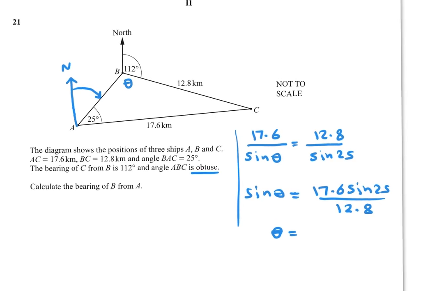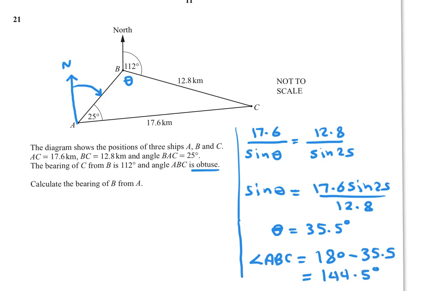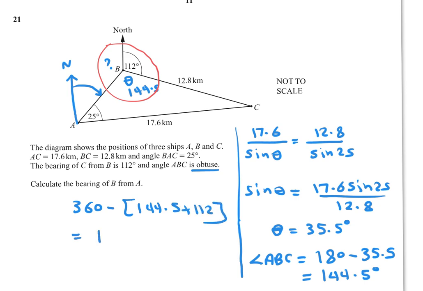You get 35.5. Now because angle ABC is obtuse, 180 minus that, so angle ABC is 180 minus 35.5, so 144.5. Now with this angle 144.5, we can find this one: 360 minus, because a full turn is 360, the sum of all the angles, so we can find this angle. So 360 minus 144.5 plus 112 equals 103.5.